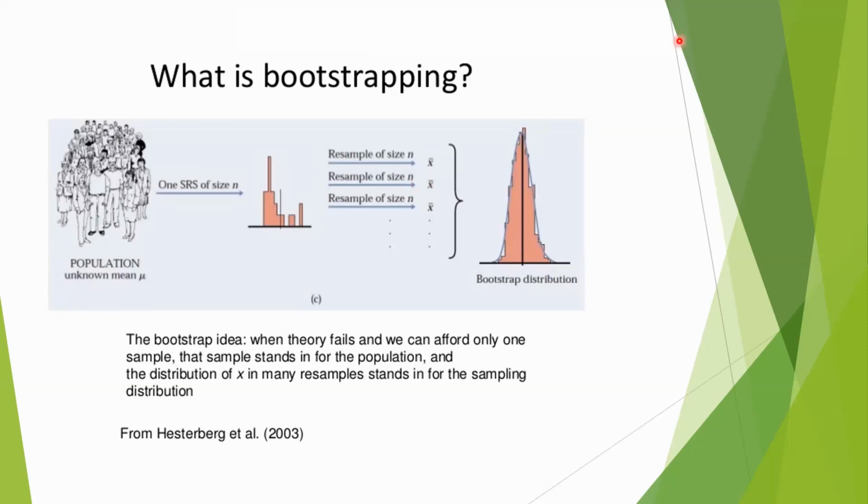Bootstrapping is a situation like this. We can only afford one sample, one random sample from the population. We cannot afford another sample. Then from the single sample, we can only get a single sample mean statistic. So how can we estimate the variance of this statistic?